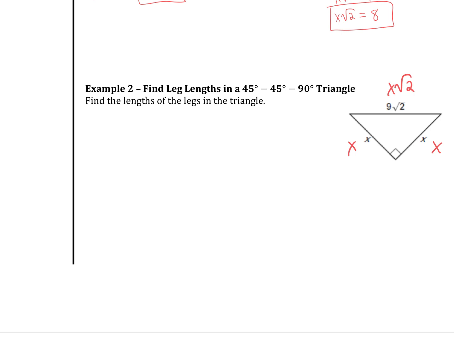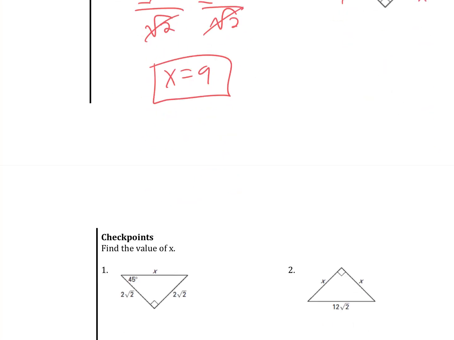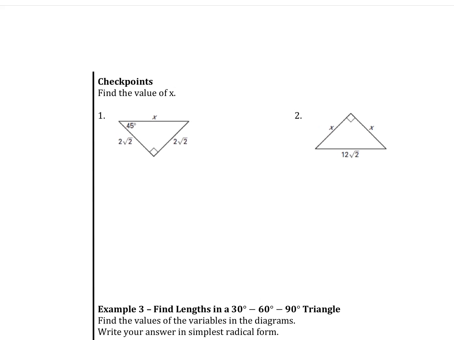So let's see here. x square root of 2 equals 9 square root of 2, right? Okay. Well, what's x going to be? You can see x matches up with 9. If you want to, you could divide both by square root of 2, and that would cancel them out. Or you can just see that x equals 9, because they line up there. So x is going to be equal to 9. All right, sounds good. Why don't you try these next two examples, these checkpoints, on your own, and see how you do.